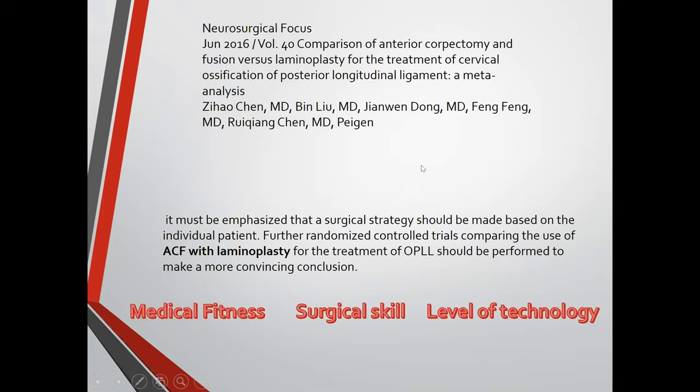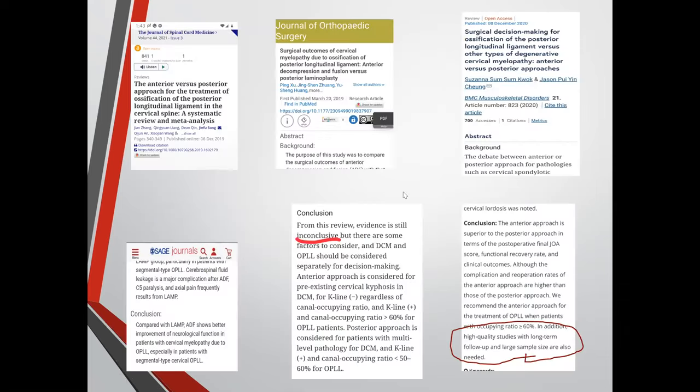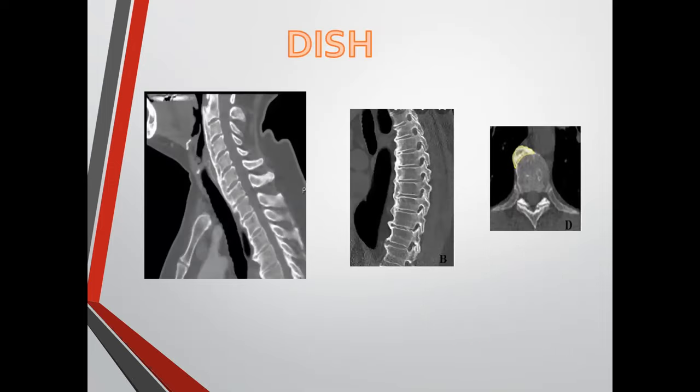Laminectomy is a very simple operation. Laminectomy with lateral mass may be slightly more difficult, but you have to decide and tailor the operation as per the patient's requirements. Even in 2020-21, still the jury is out. There is no evidence in favor of anterior surgery or posterior surgery. Ultimately, you have to decide what you can do and what your patient can tolerate.